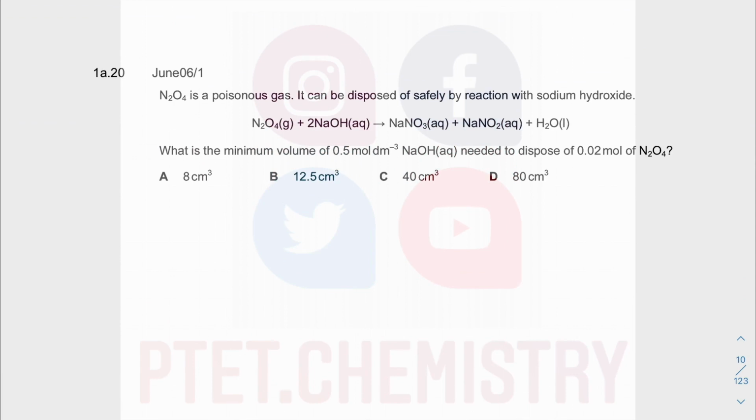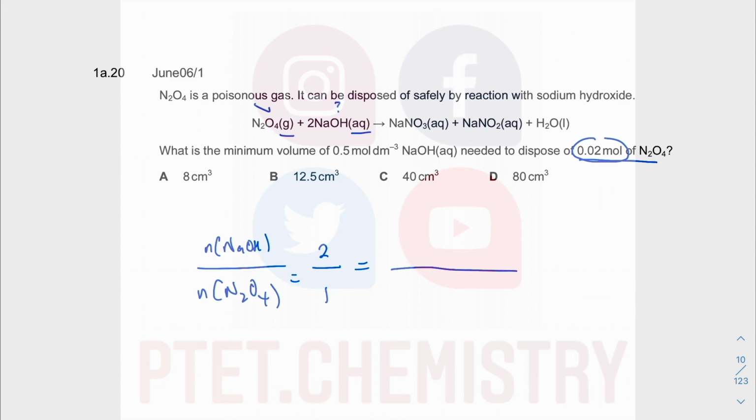So this involves gas reacting with aqueous solution. So we needed to dispose of 0.02 mole of N2O4. We have information on that, which is 0.02 mole. We want to find the volume there. So we need to set up our fractions. So I put the NaOH on top. So 2 mole of NaOH reacts with 1 mole of N2O4, based on the balanced equation there, 2 mole of that react with 1 mole of that.